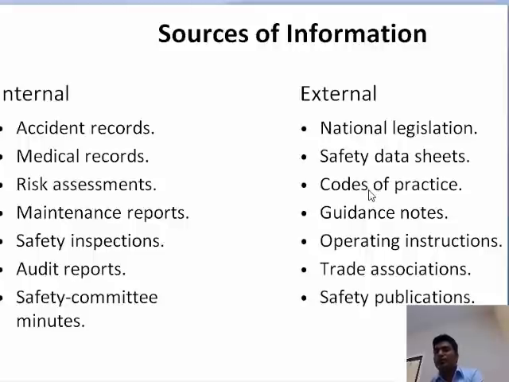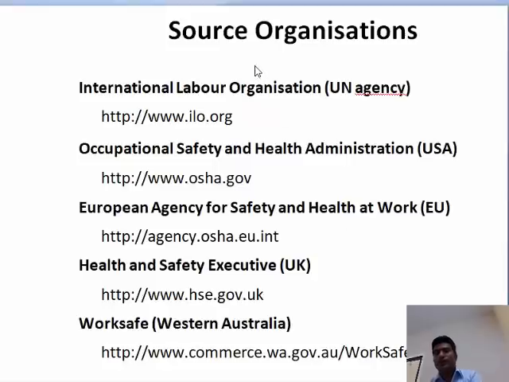And also safety data sheet, SDS. The safety data sheet gives you information about any materials used at your workplace. Code of practice. There are lots of codes of practice which also give you information about health and safety. Guidance notes and operating instructions and trade associations. There are lots of trade associations in your country and also in the world, that will also give you a source of information about health and safety. And safety publications, also magazines and also newspapers will give you health and safety information.